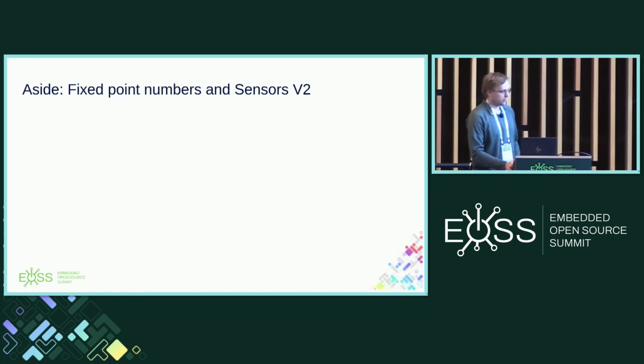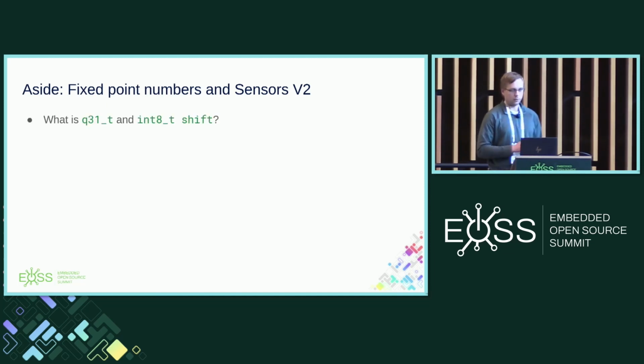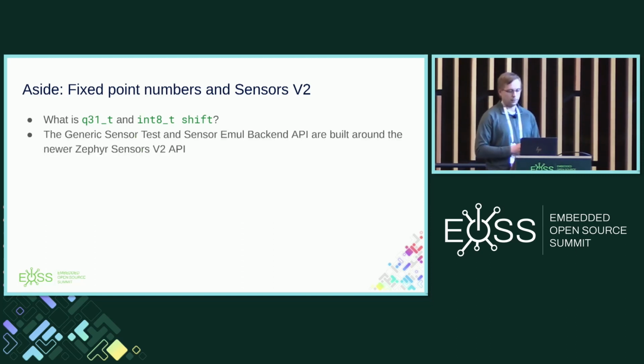I did want to go on a little bit of a side trip here and talk about fixed point numbers and the sensors v2 framework. If you noticed in the API that we showed a couple slides ago, the values had a type Q31T, and there was this other parameter called shift associated with them. What does that mean? This is a representation that is being used by the newer Sensors v2 API.